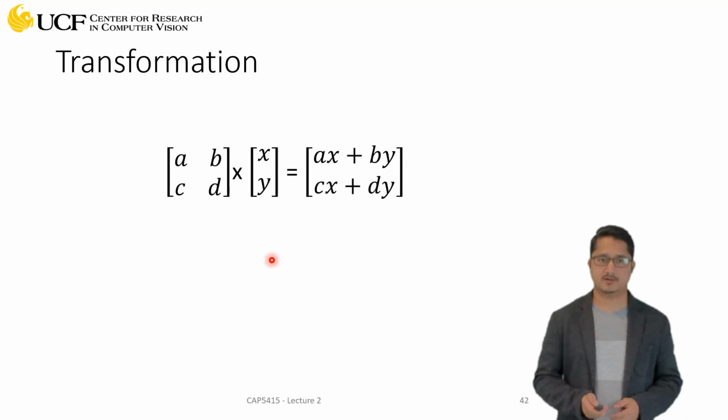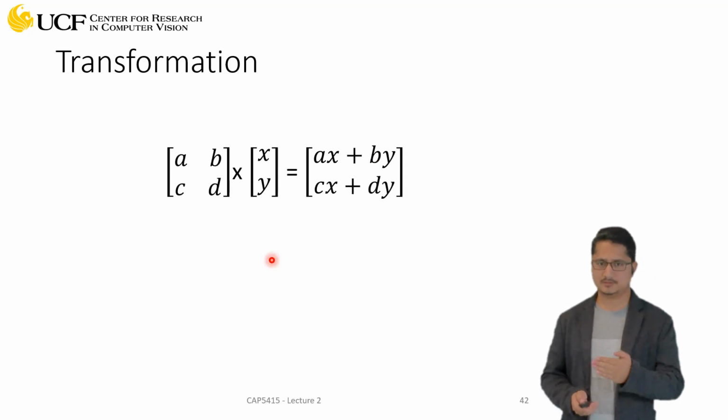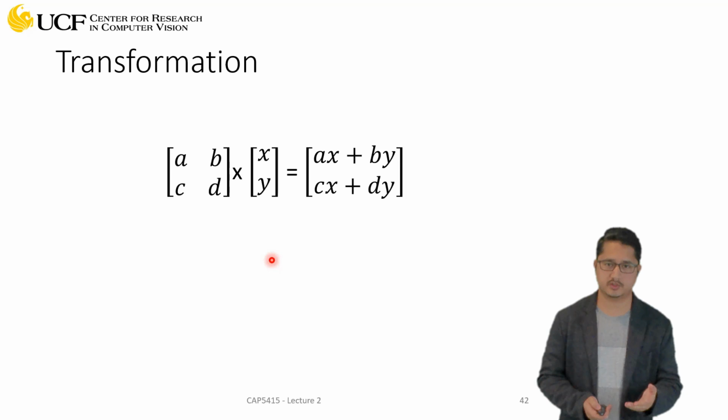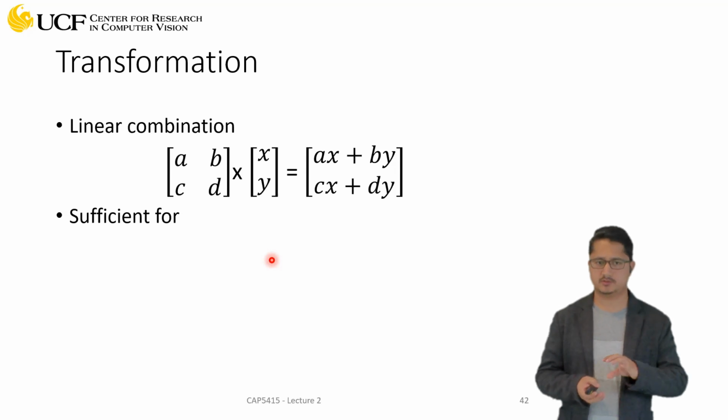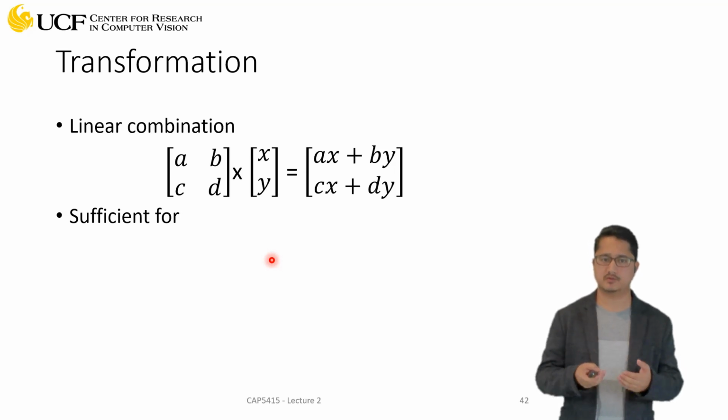All right, so that was rotation. The third and final transformation we are going to talk about is translation. Now, before we talk about that, let's try to combine what we have covered so far. We have covered scaling and we have covered rotation.